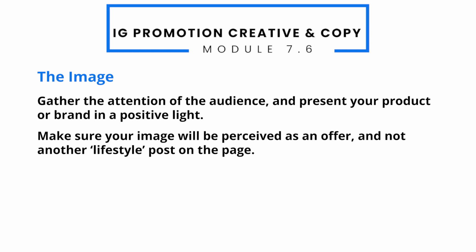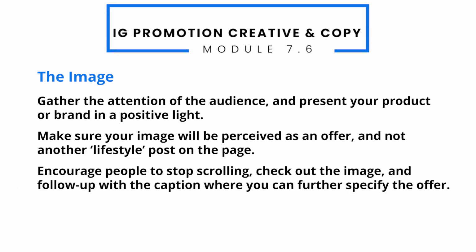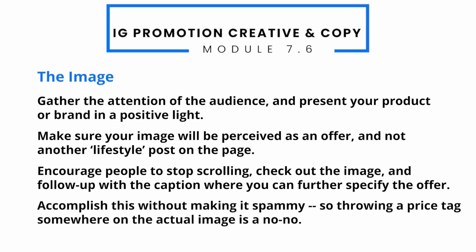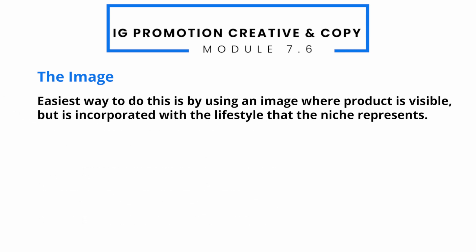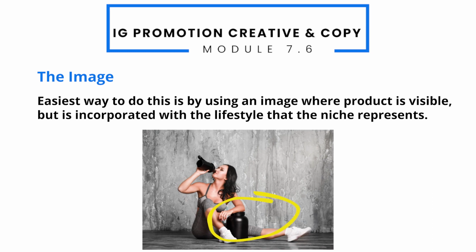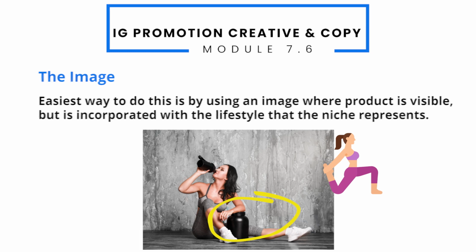The idea behind doing this is to encourage people to actually stop scrolling, check out the image, and follow up with a caption where you can further specify the offer. Now, the caveat here is that you must accomplish this without making it appear spammy. So throwing a price tag around somewhere on the actual image is a no-no. The easiest way to do this is using an image where the product is visible but somehow incorporated with the lifestyle that the niche represents. Think of this as something between a lifestyle photo and a product image or advertisement.